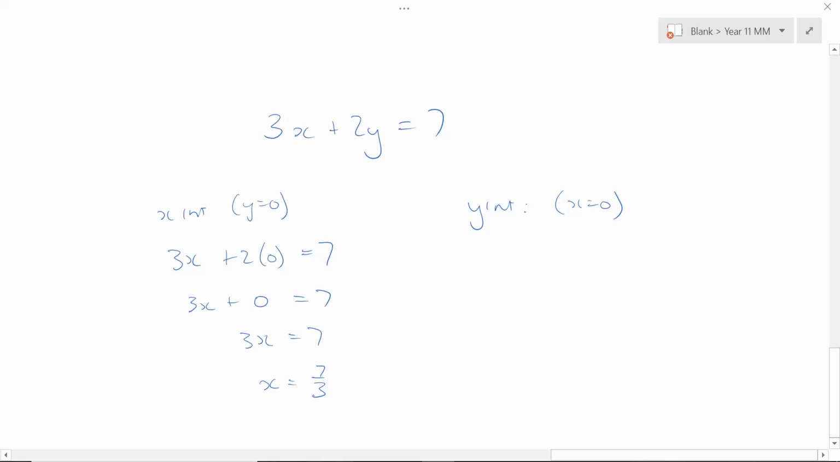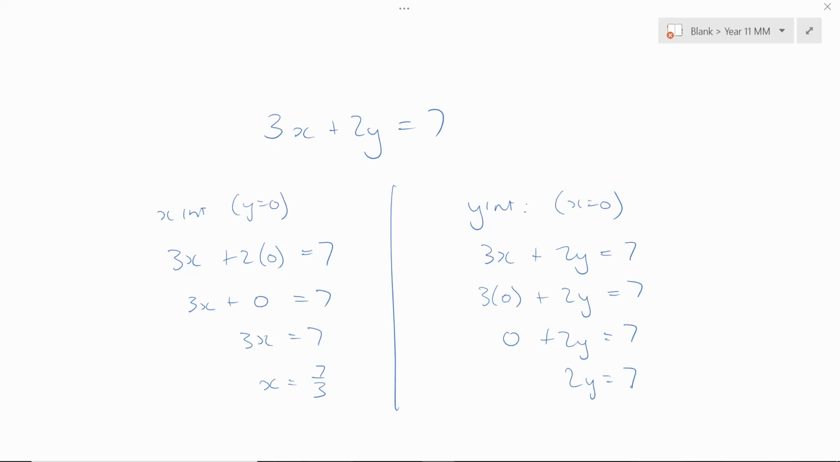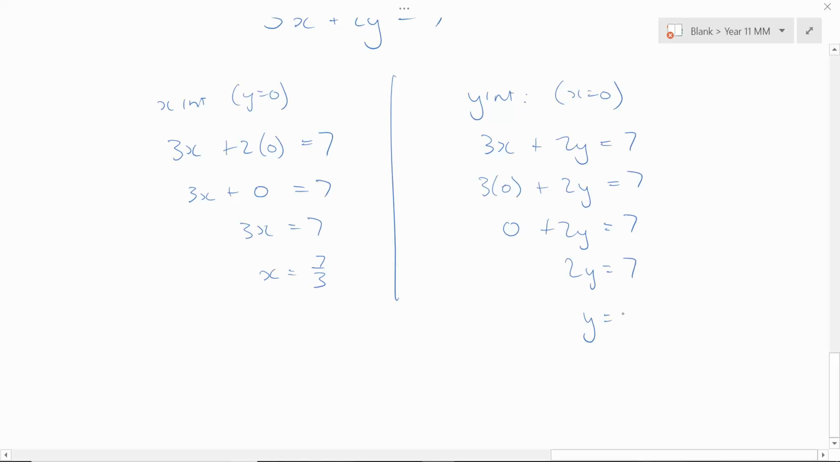Okay? Then your Y-intercept. See, Y-intercept, we know the x has to be 0. Same thing. 3x plus 2y equals 7. X has to be 0, so 3 times 0 plus 2y. 0 plus 2y. 2y equals 7. And same thing, double y gives you 7. So if you're doubling, then halve it to remove it. So divide both sides by 2. 7 on 2. Now you've got your 2 coordinates you can sketch.